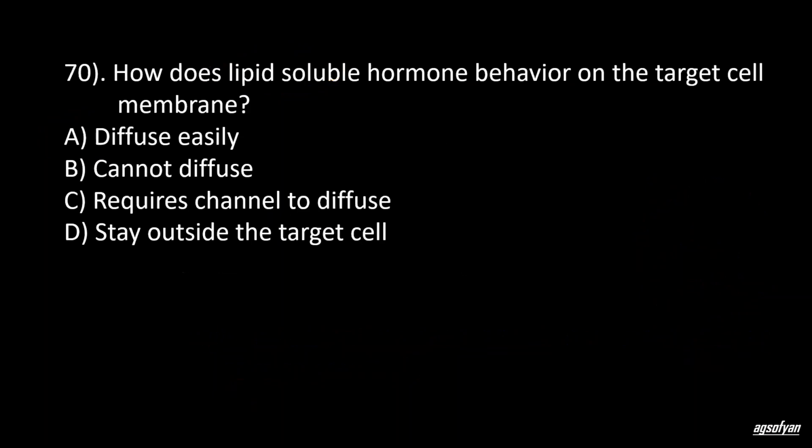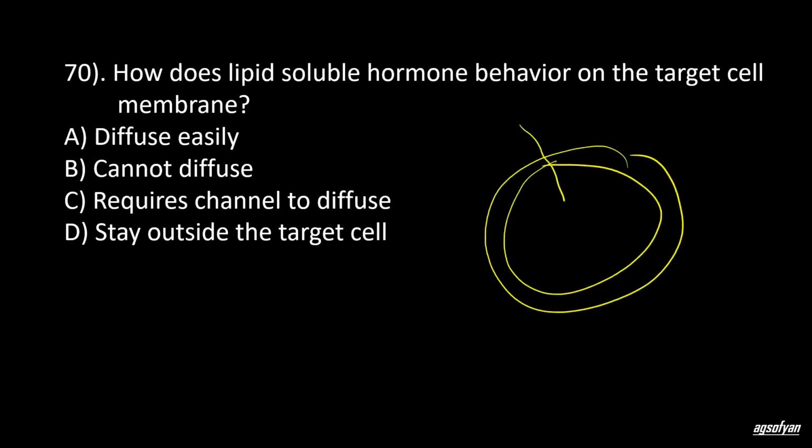How does a lipid-soluble hormone behave on the target cell membrane? Diffuse easily, cannot diffuse, require channel, or stay outside. Lipid solubles will enter the cell easily. Therefore, their receptor will be inside the cell, which is inside the nucleus. So it's going to be diffuse easily into the cell.